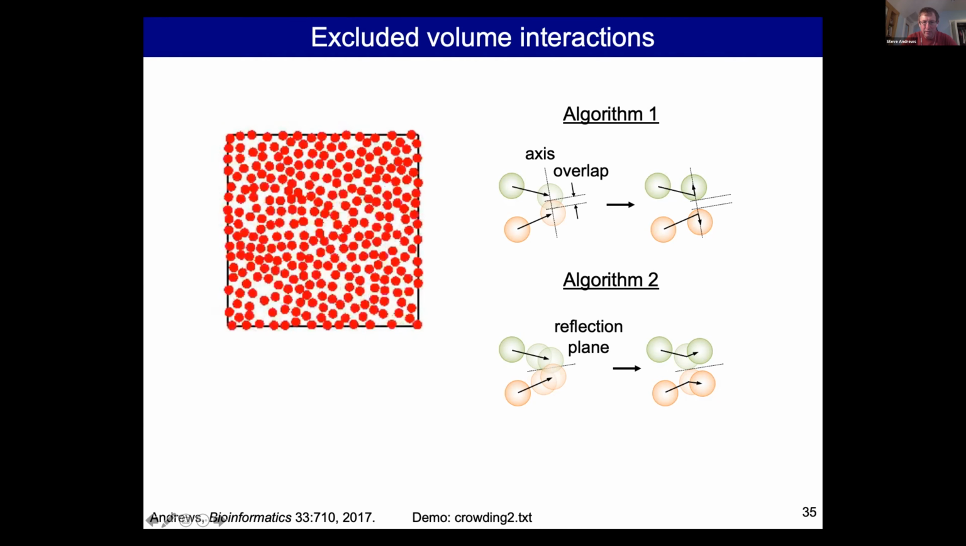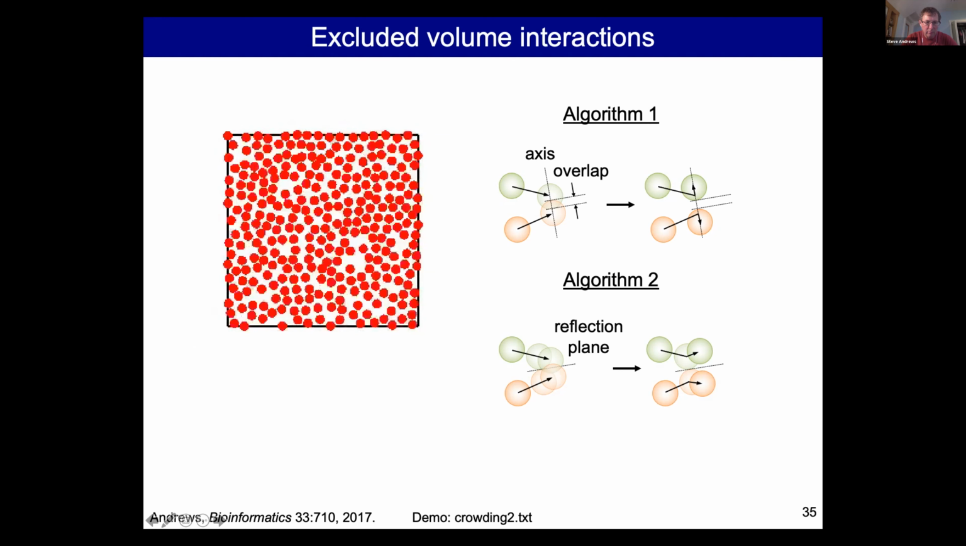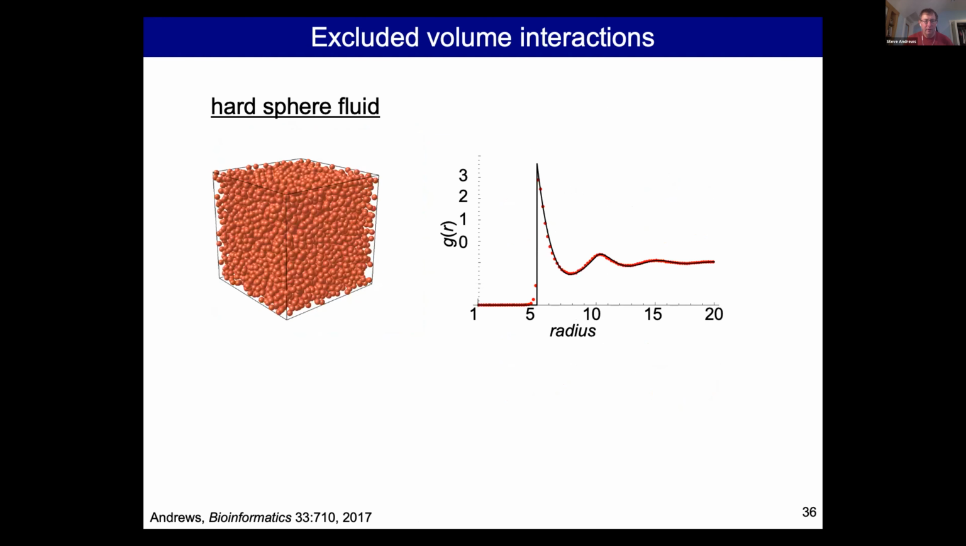So you back up a little bit here, reflect off that reflection plane. Both of these are very accurate, and they lead to quite accurate volume, which I checked using hard sphere fluid. This is a well-known chemical physics system of putting a whole bunch of spheres in a little box and then measuring the sphere-to-sphere separation on average.